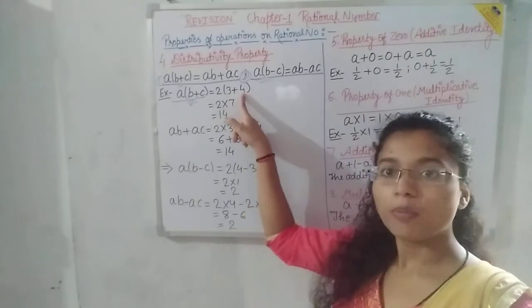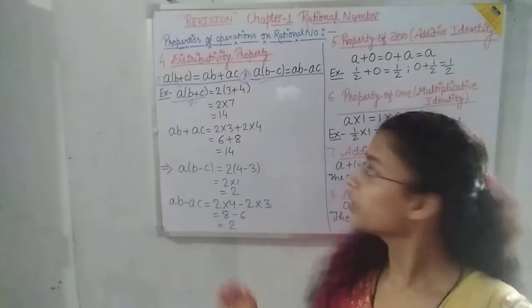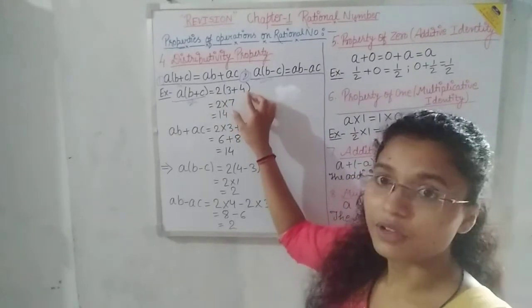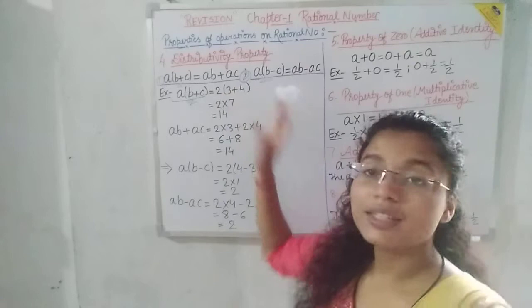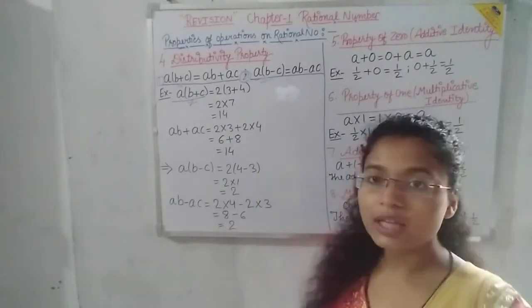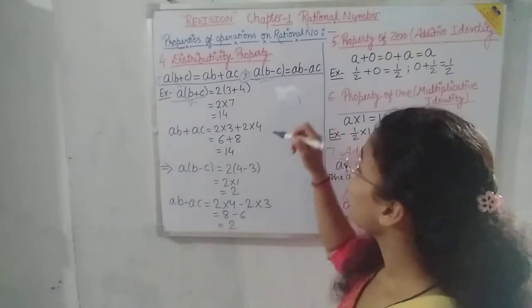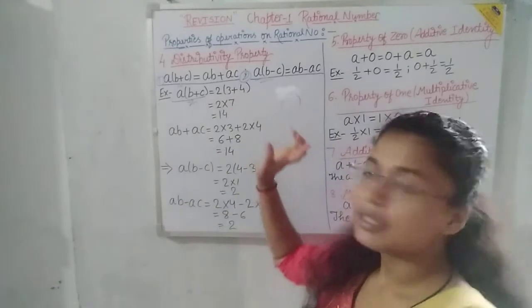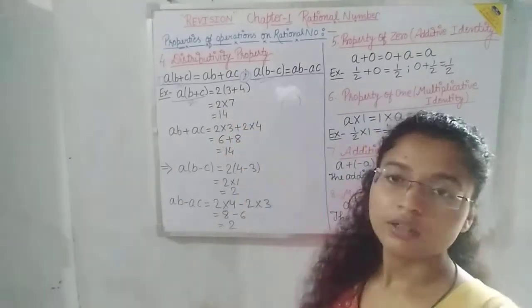So according to the BODMAS rule, first of all solve the bracket. So when you add them, 3 plus 4, you will get 7. And here no sign is there, so we will consider a multiply sign. If no sign is given, when the bracket opens, it will become a multiply. 2 multiplies 7. When you multiply, you will get 14.